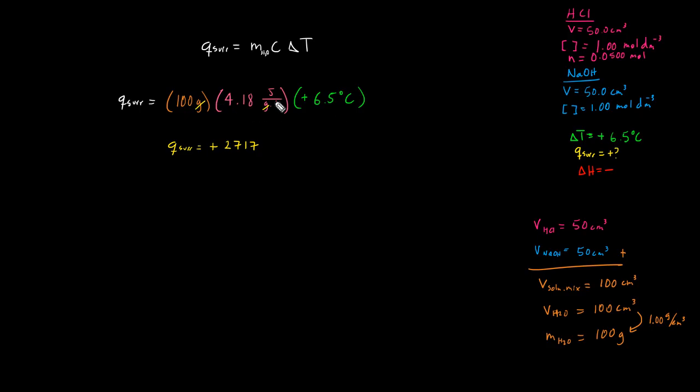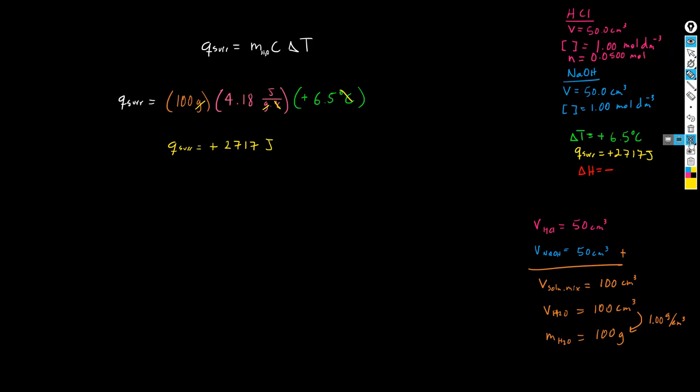Grams cancel out, Celsius cancel out, and so the only unit we have left is joules. So what is Q of the surroundings? Q of the surroundings is going to be positive 2717 joules. And that's a number we're going to use later. Notice how I keep using the numbers from that heading, right?